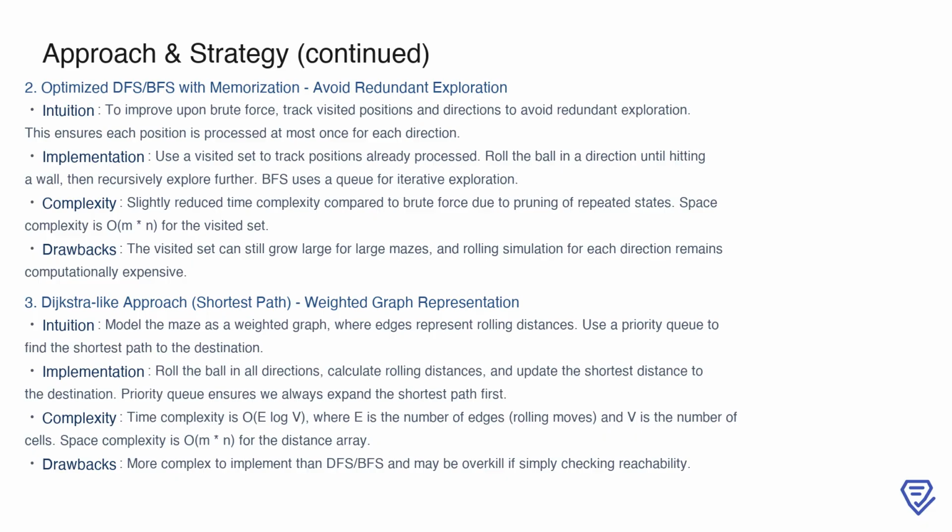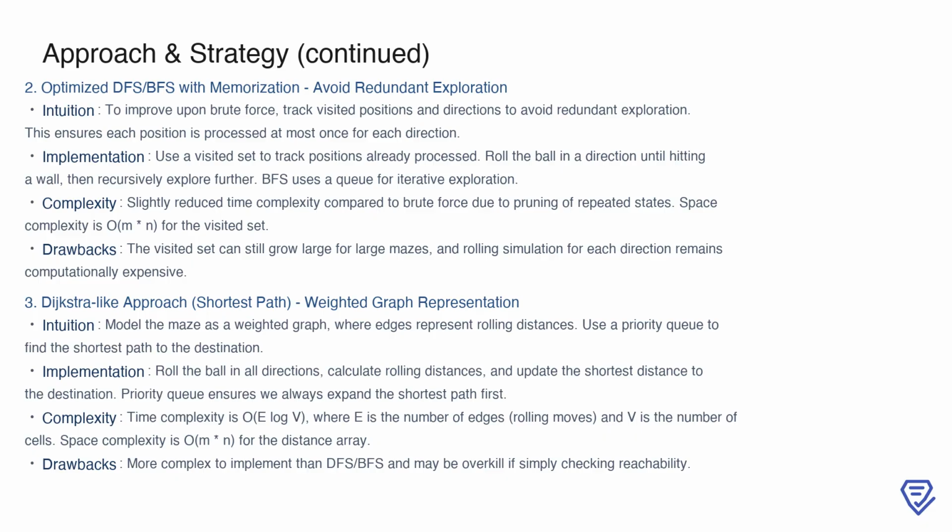In practice, we use a visited set to keep track of already processed positions. As the ball rolls in a given direction until it hits a wall, we either recursively explore further in the case of DFS or add the stopping position to a queue in BFS for iterative exploration. This optimization reduces the computational overhead compared to the brute force approach, though the time complexity remains similar. The space complexity is O(m*n) due to the visited set.